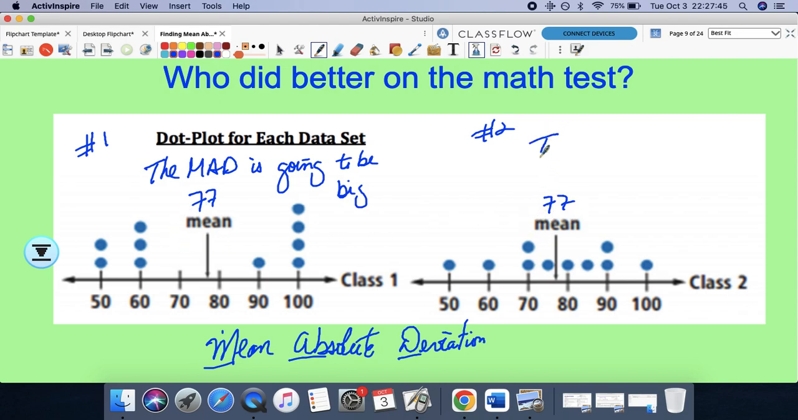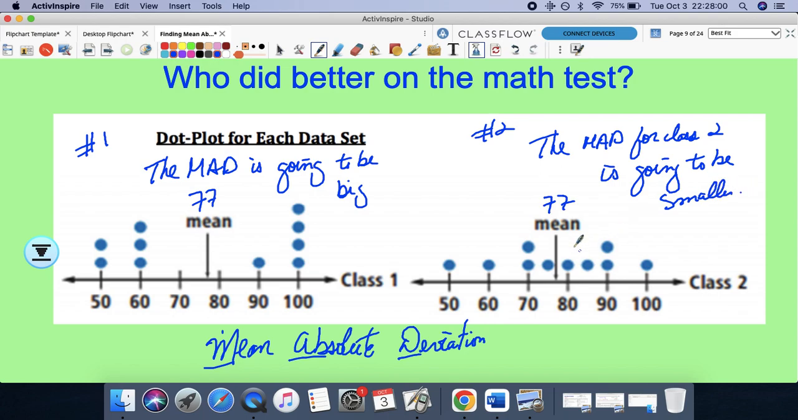Now the MAD for class 2 is going to be smaller because these numbers here are closer to 77. These numbers over here are further away from 77.